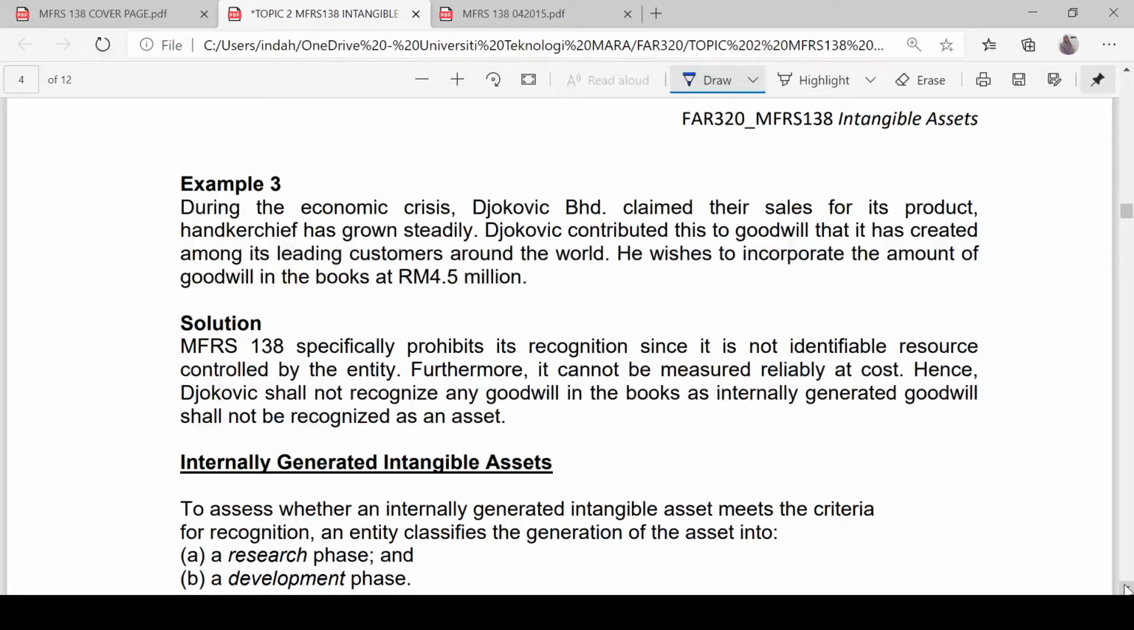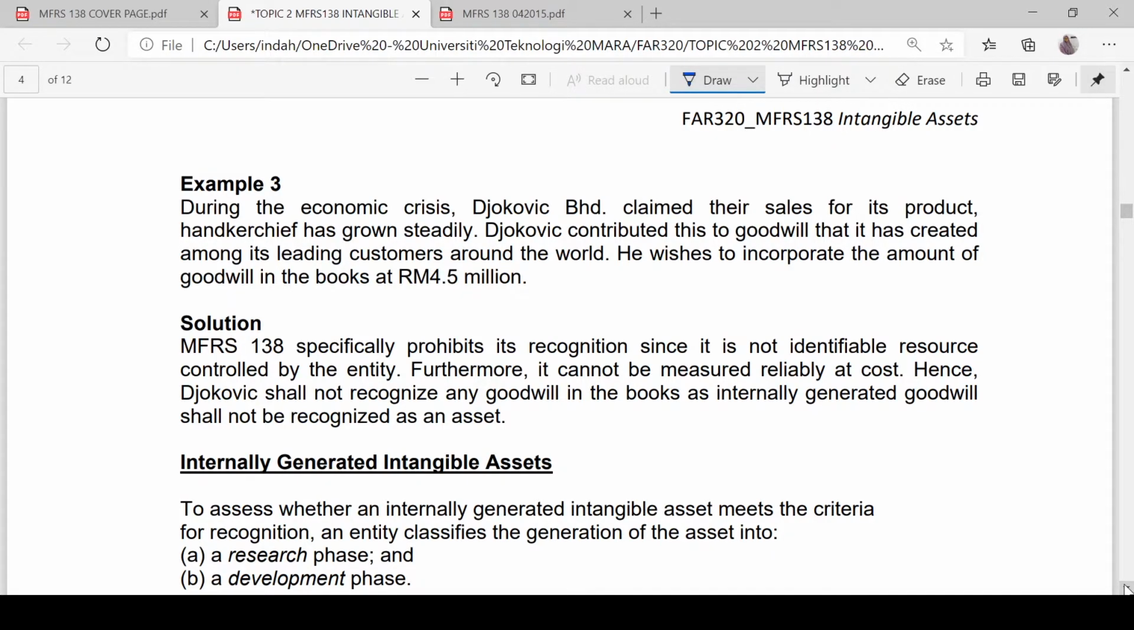However, MFRS 138 specifically prohibits the recognition because it is not an identifiable resource controlled by the entity and the cost cannot be measured reliably. Therefore, Djokovic shall not recognize any goodwill in the books, as internally generated goodwill shall not be recognized as an asset. So the accounting treatment for internally generated goodwill is that it is prohibited to be recognized as an intangible asset in the books of accounts.